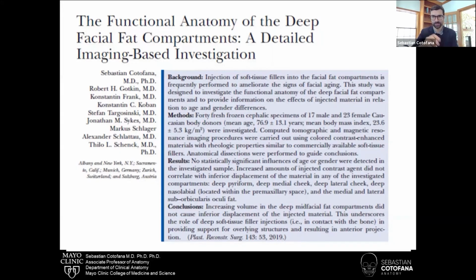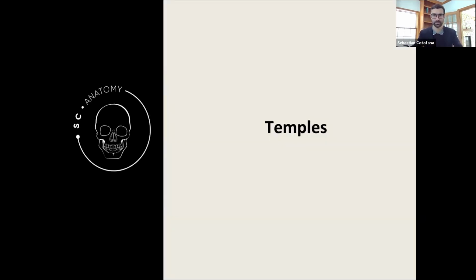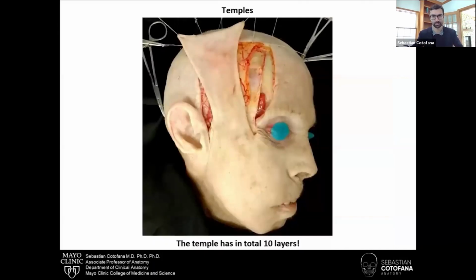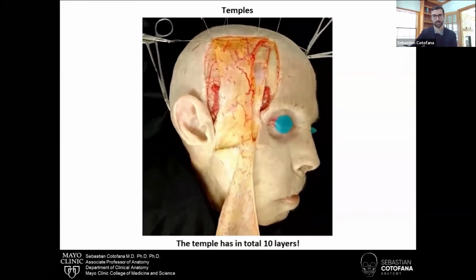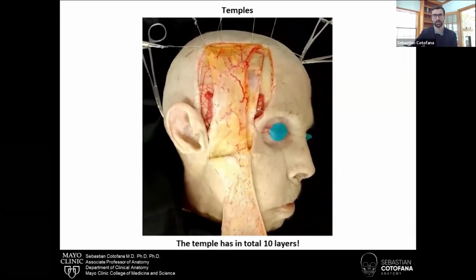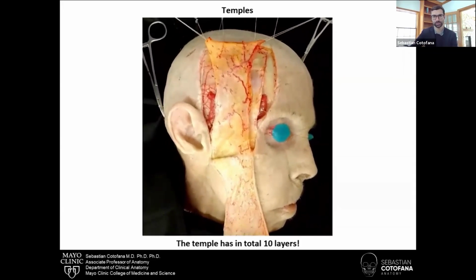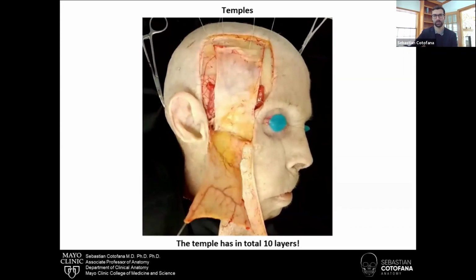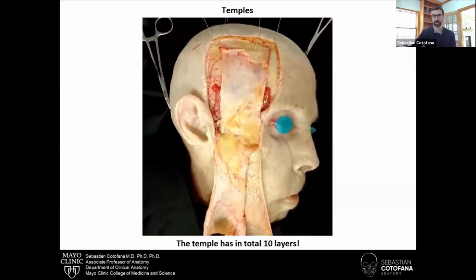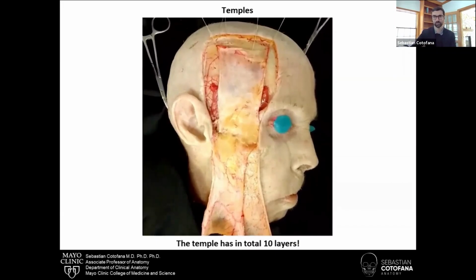So if we think about all of these aspects, I think it's important that we also focus on specific areas of the face where we better understand the layers of the face. And one of these areas, which I think is very important, is the temples. The temple is a very important area to understand the layers because it determines where you inject. So you have different layers in the temple. Here you have your skin, then you have your superficial temporal fascia, which is this plane that you can see here. And then below the superficial temporal fascia, you have your deep temporal fascia, which is this one here.